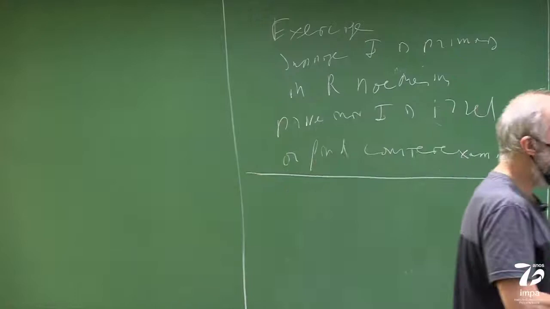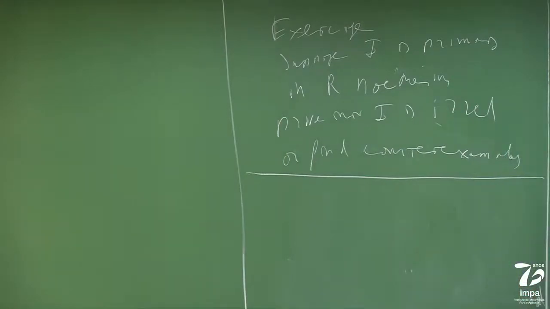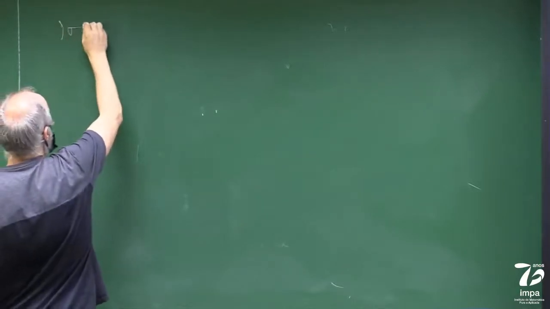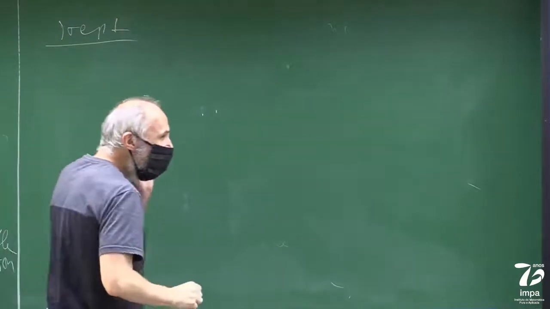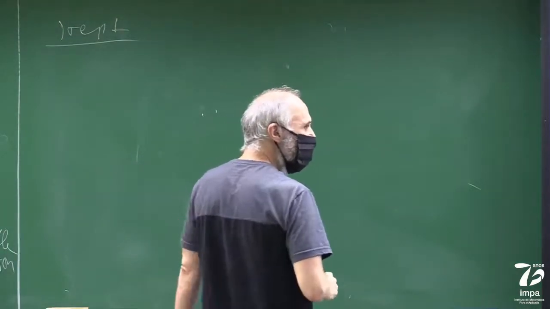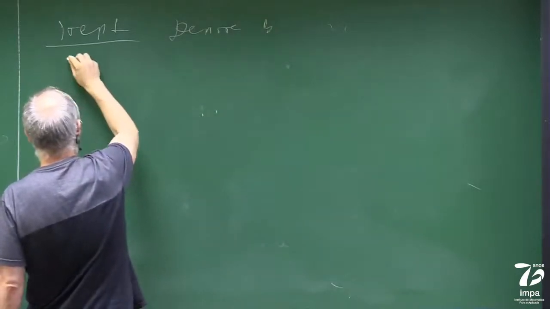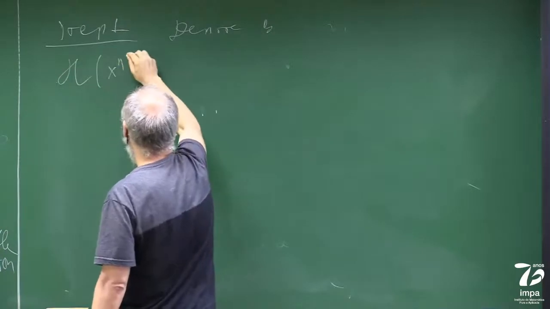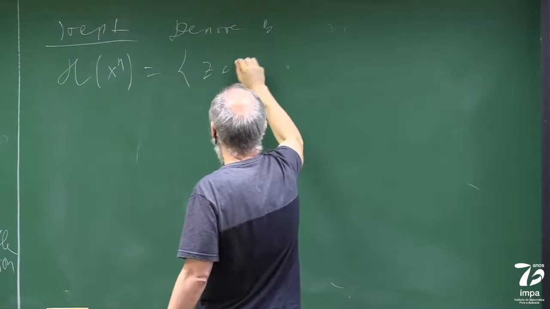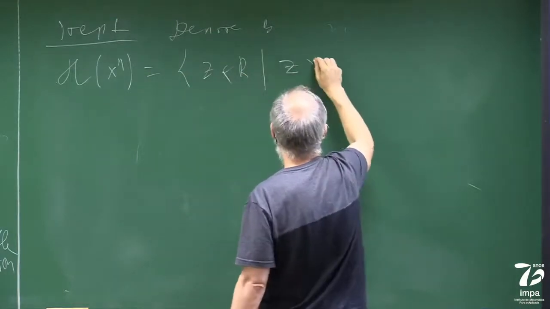Good, so let's now prove this lemma. We need to show that an irreducible ideal is primary. So proof. It's step one. I'm continuing the proof. So denote by, this is the annihilator, I would use the Gothic big A, the set of all z inside R such that z x^n is equal to 0.